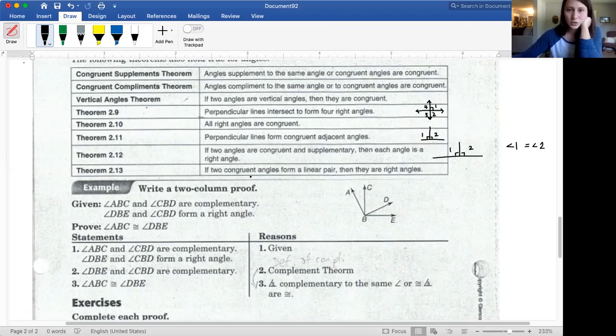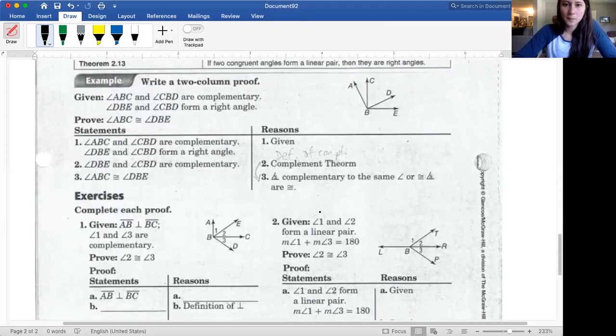2.13 says if two congruent angles form a linear pair, then they are right angles. So if two angles make a line, then they are congruent. It's kind of saying the same thing as 2.12, but it's saying if they're a linear pair and they are congruent, then they are right angles also. So all those theorems have to do with right angles and what they are. Let's take a look at some proofs now.